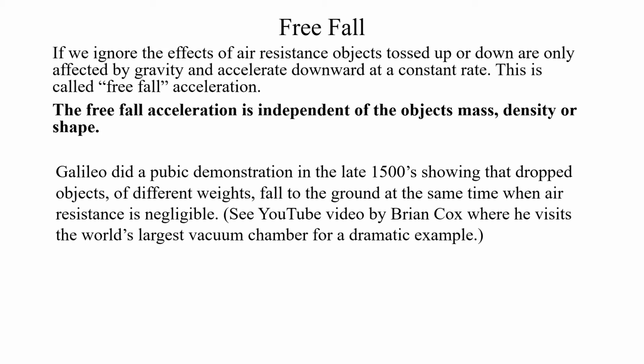Well, the Italian Galileo came along and in the late 1500s did a public demonstration showing that dropped objects of different weights will fall to the ground at the same time when air resistance was negligible. So he took a wooden ball and an iron ball, both about the same size, and dropped them from a very high place and showed that they both fell to the ground at the same time. So that proved that Aristotle was wrong.